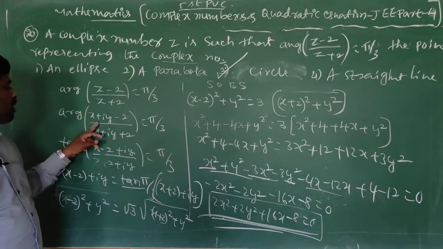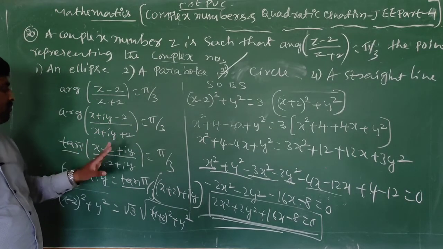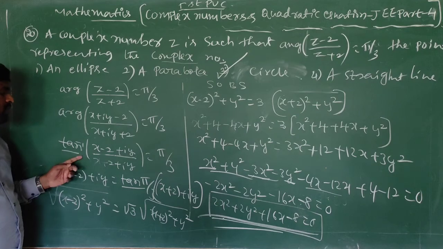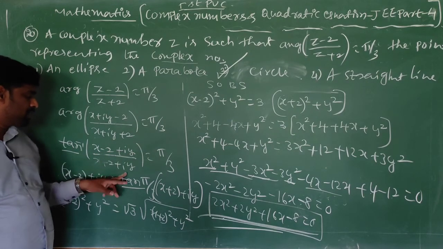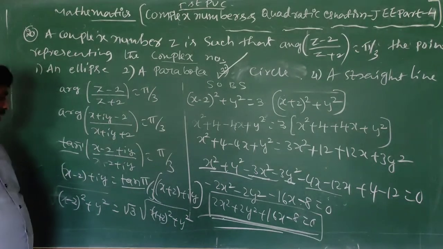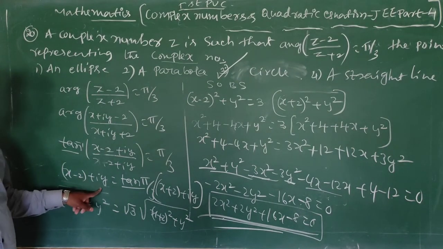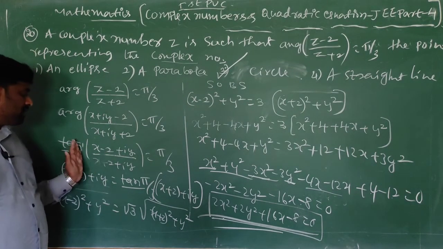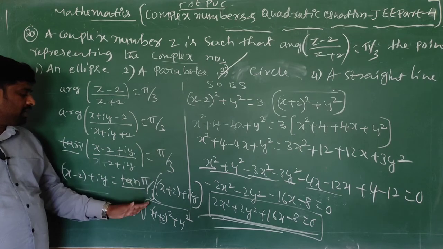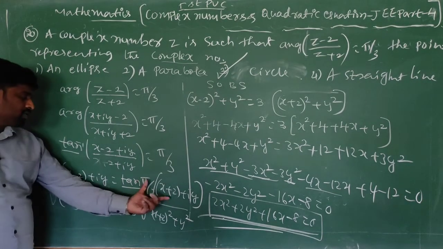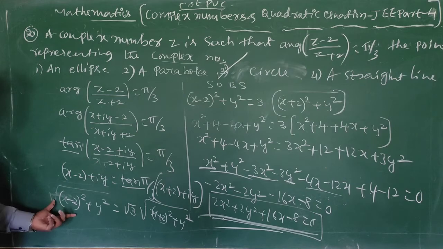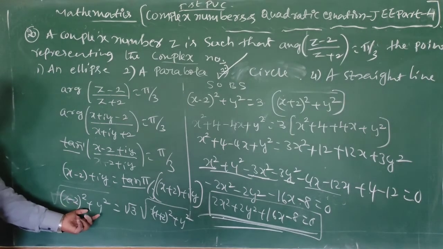So z is equal to x plus iy. Now argument means what? Tan inverse of (x minus 2 plus iy) divided by (x plus 2 plus iy) is equal to pi by 3. Shift to the RHS: (x minus 2 plus iy) is equal to tan pi by 3 times (x plus 2 plus iy). So take the modulus on both sides. That is square root of (x minus 2) whole square plus y square.